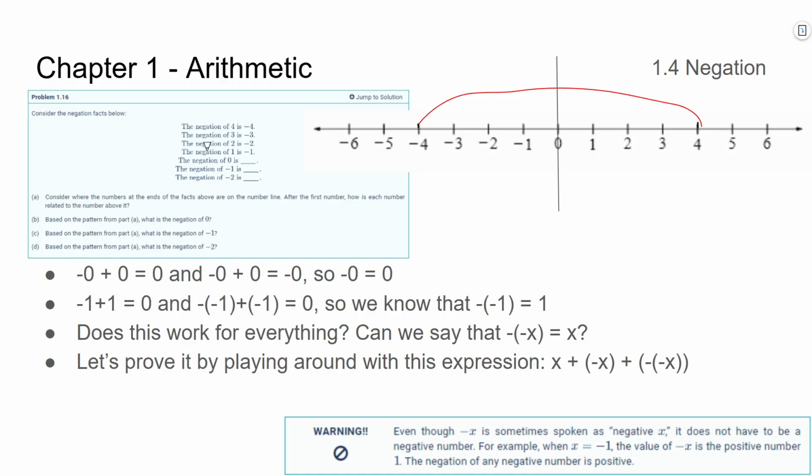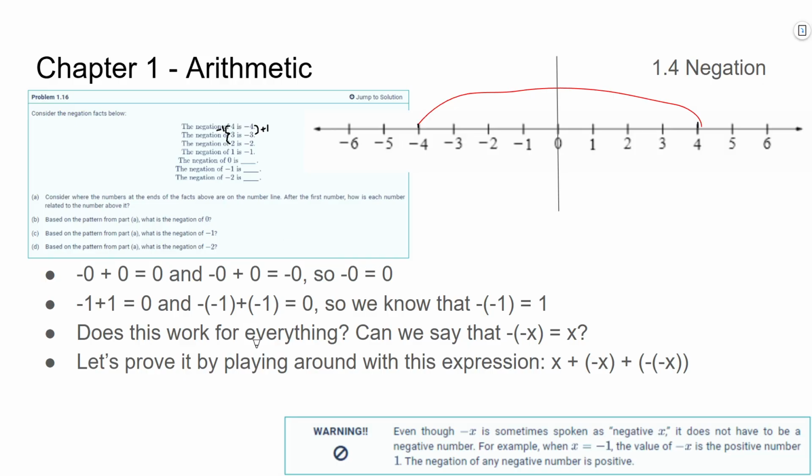How does each number relate to the next one? Here we're going from 4 to 3 and 3 to 2. So we're going down 1 for each step. And on this side, we're going up 1. So we'll do +1 from -4 to -3 to -2 to -1, and so on. So if we continue this pattern, we go down 1 to 0. We should go up 1 to 0, right? We have 0 here. Negation of 0 is -0, 0.